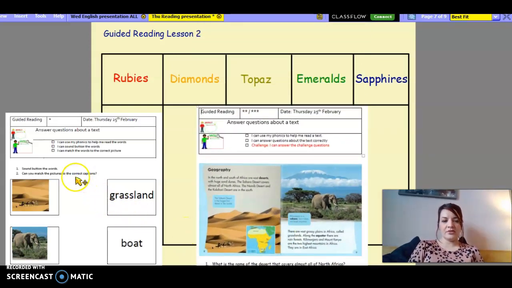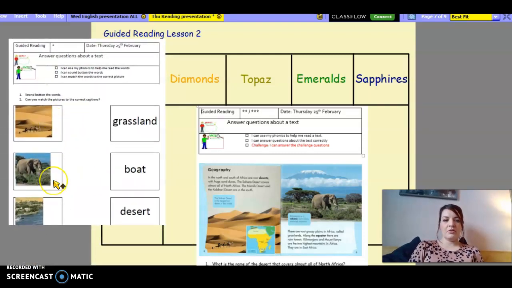Now, if you're doing the 1-star sheet, you are not quite answering questions about the text, but you are going to be matching some of the words from the text. You've got some pictures here from the text, and you've got some words. I'd like you to sound button those words carefully first, and then match the picture to the correct caption. Don't forget to email your work in. Good luck, everyone.